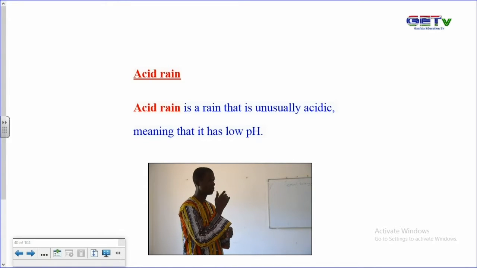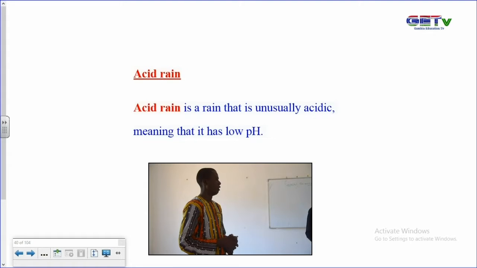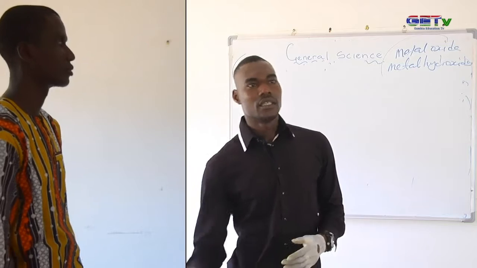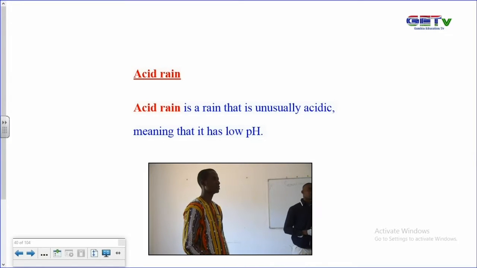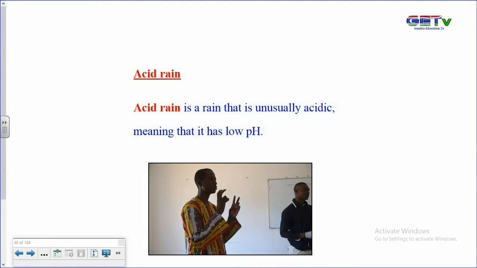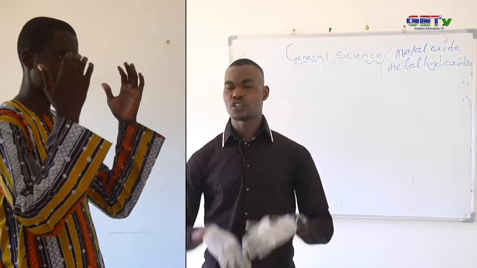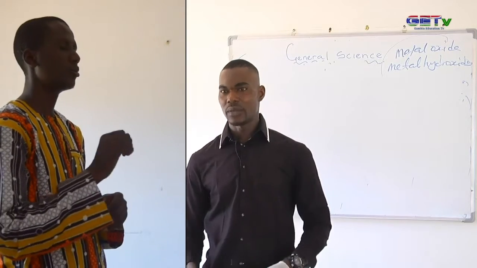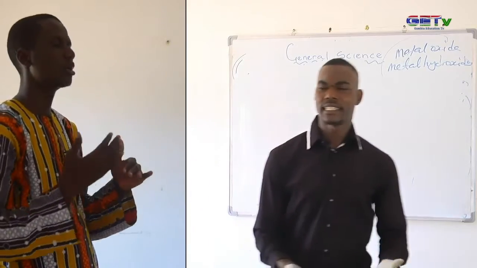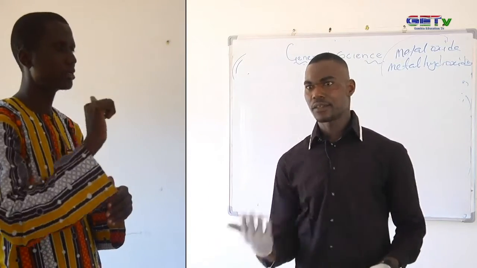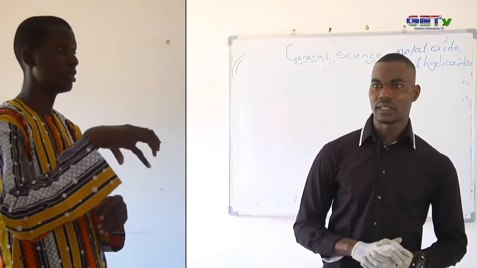But most often, rain becomes acidic as it falls down from the clouds. Before it hits the ground, it becomes acidic. How? All right. So now we focus our attention on acid rain. What is acid rain? Most often, when rain falls, before it reaches the ground where we are, it becomes acidic on its way. What causes that? We'll come to learn that as we move into the lesson.